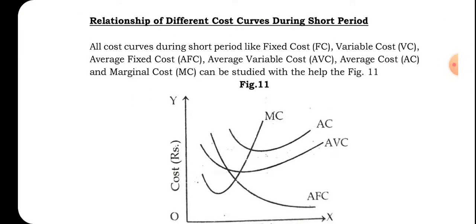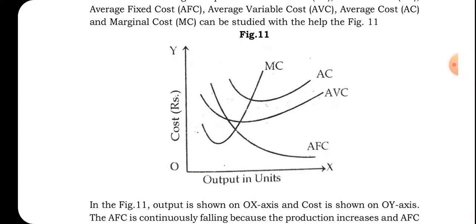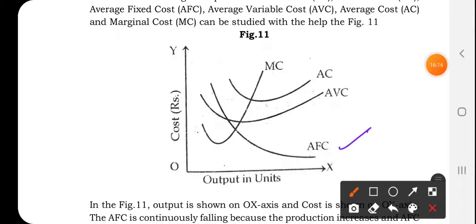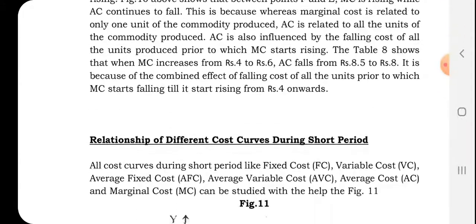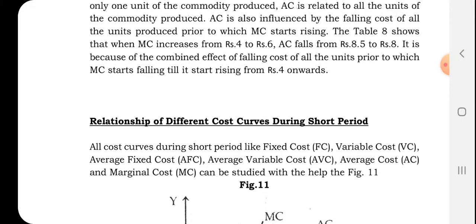These are the relationships of different cost curves during the short period. I have already explained this: this is the fixed cost curve, the average fixed cost, and this is the average variable cost. When you add these two, you get average cost, and remember that marginal cost cuts the average variable cost as well as the average cost at their minimum points. These are the short run cost curves.